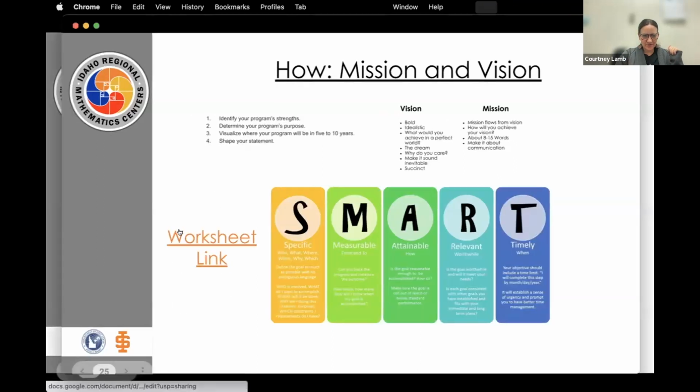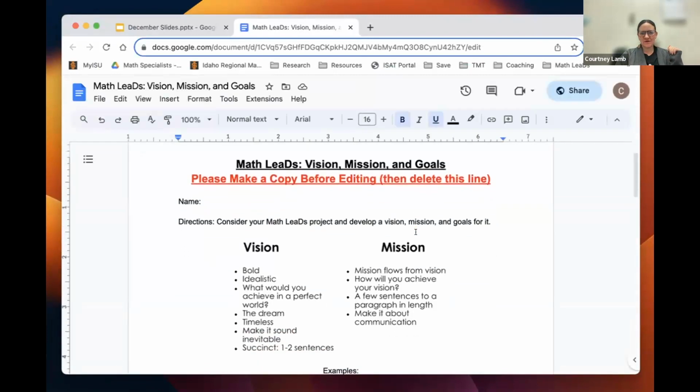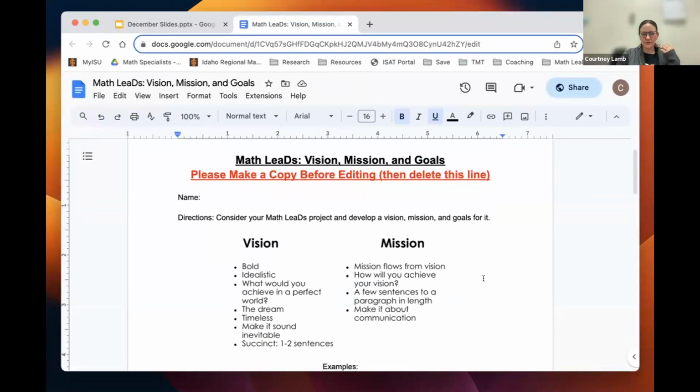Can I hit the link? Okay, can you see where it says Math LeaDs, Vision, Mission, Goals? Am I on the right one? Underneath it's red. It says please make a copy.